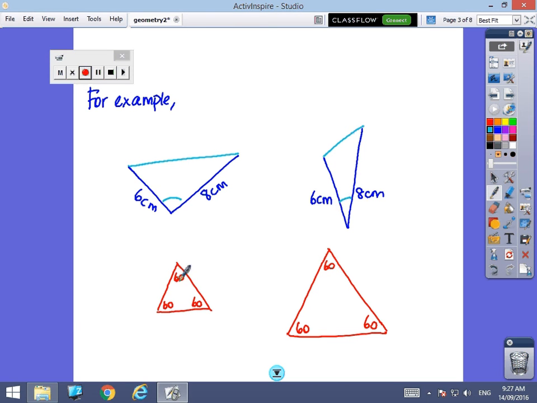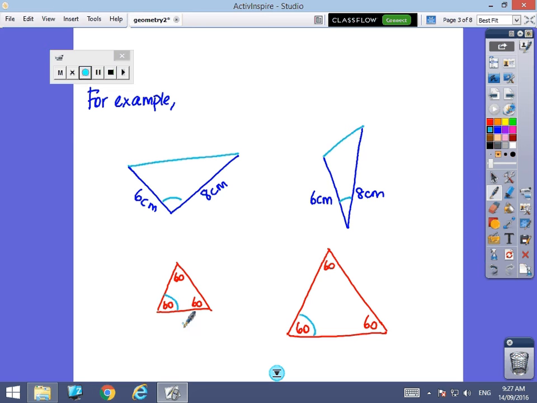What about here? If I have three equal angles, does that tell me that the two triangles will be exactly the same if they have three equal angles? And I can see here my angles are exactly the same, but my sides here are quite short, whereas my sides here are quite long. So neither of these situations would work in terms of proving two triangles are congruent.